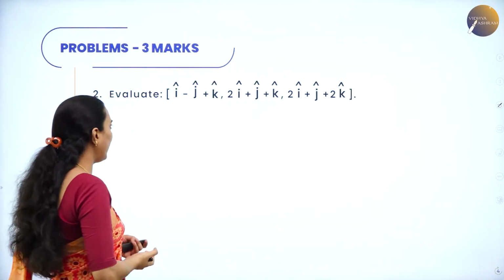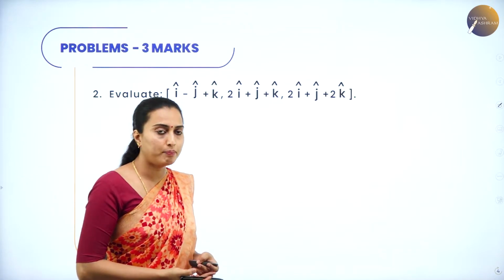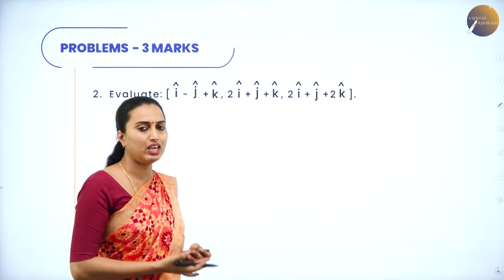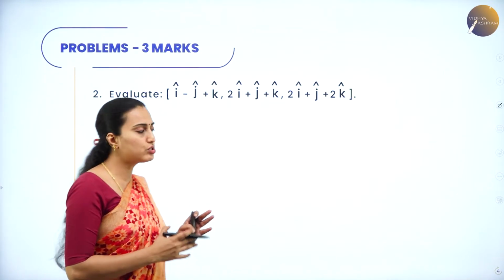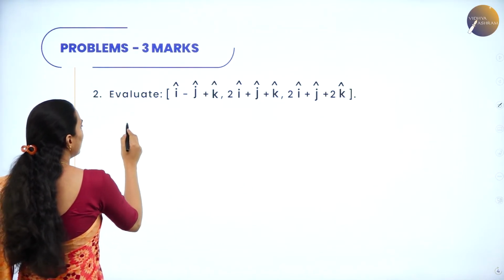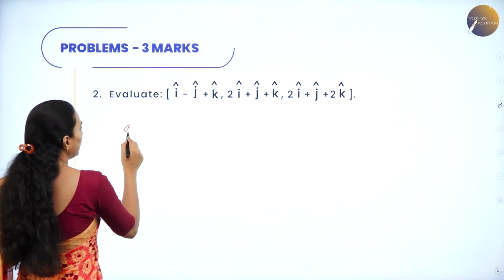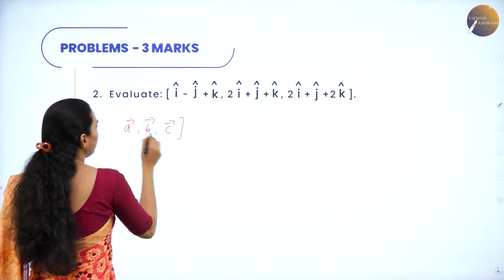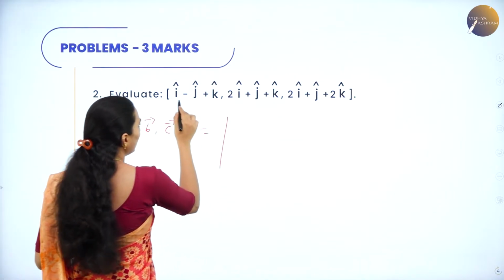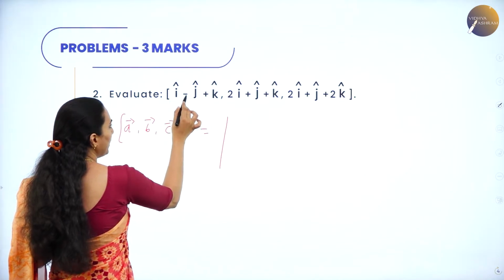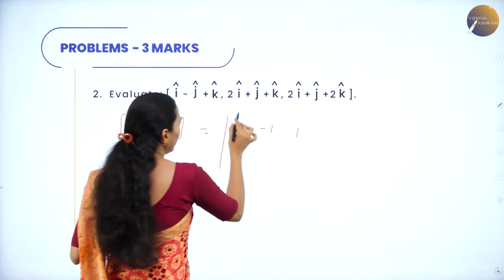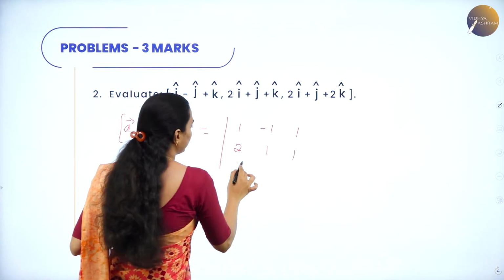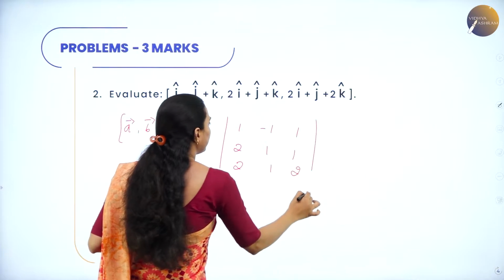Now, here they have given: evaluate i minus j plus k, 2i plus j plus k, 2i plus j plus 2k. Here they have given a box product. So the given vectors you can take as A vector, B vector, C vector, which implies the coefficients of A vector are 1, minus 1 and 1. Correct? And then 2, 1 and 1. And then 2, 1 and 2. Expand this.